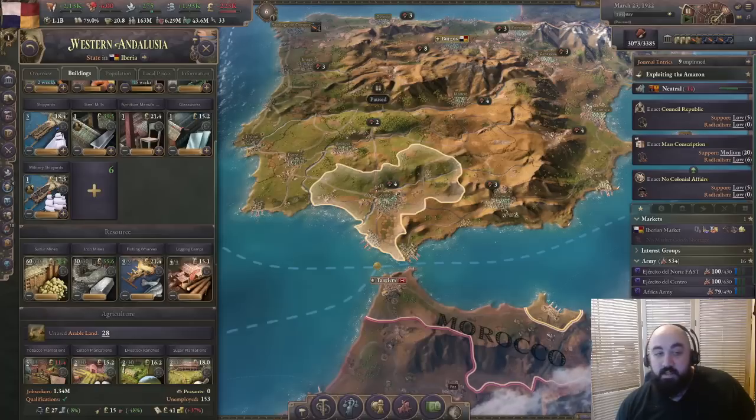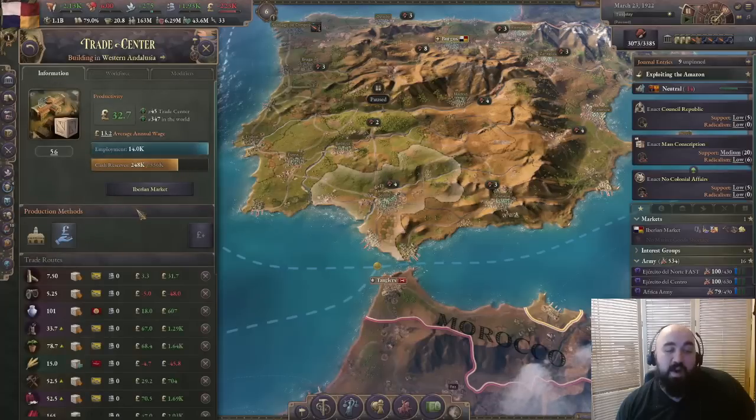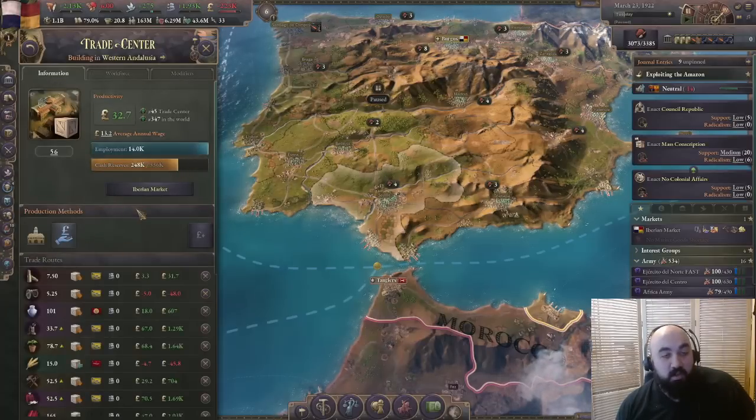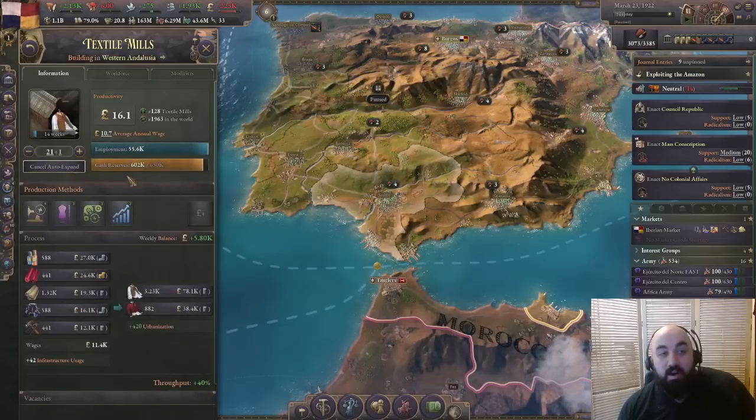Also noting, consumer goods will be generally good in the ones that get trade centers, because these will attract a lot of migrants. And so if you have a trade center, which happens a lot more in coastal provinces, you are going to be more wanting to put in auto-expands on the consumer goods in general.